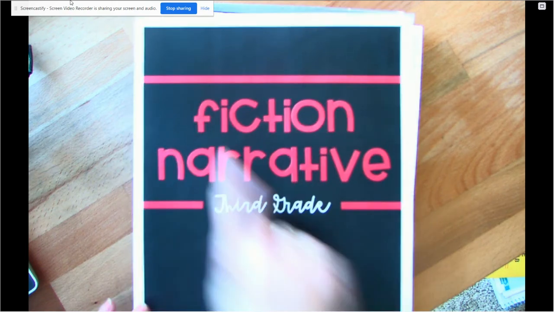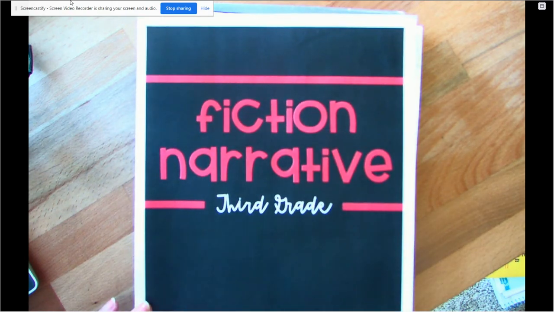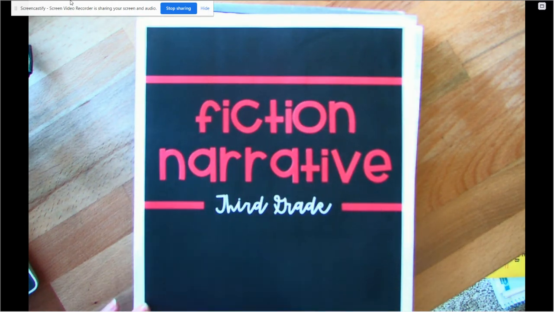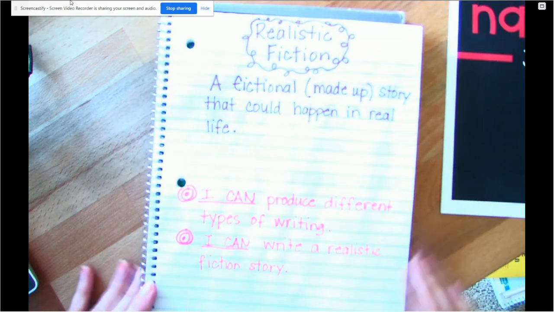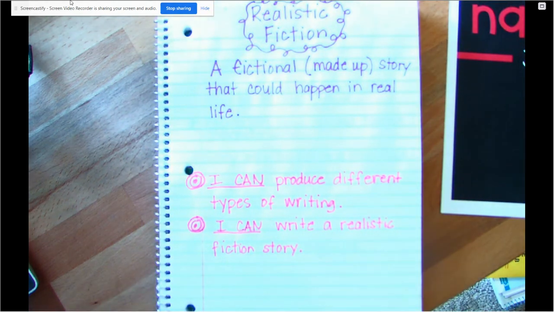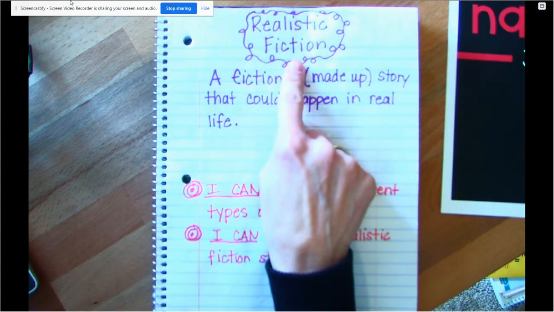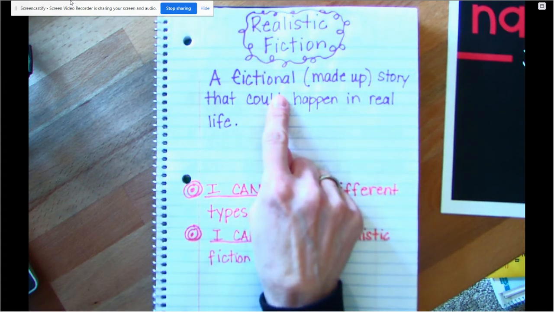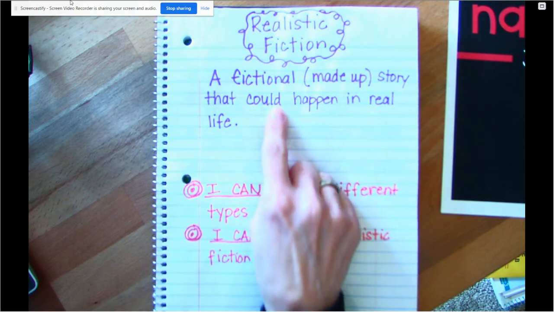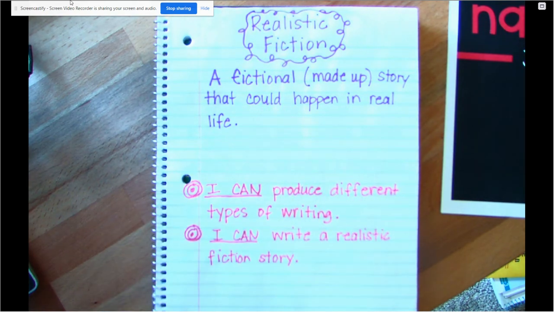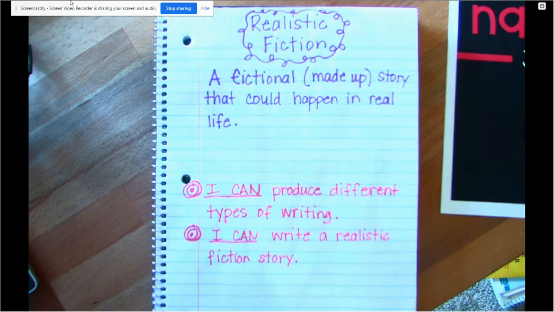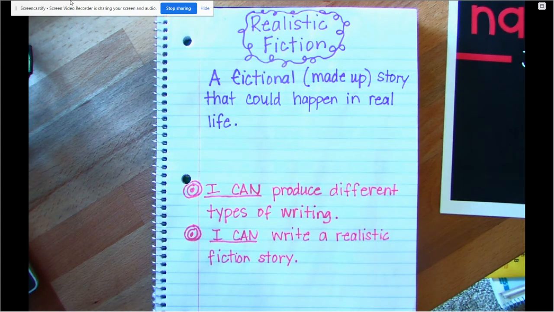All right, so fiction, you know, is pretend or made up, and a narrative is just a story. But for third grade, our goal is to write realistic fiction. So what does that mean? And you're going to copy this down into your writer's notebook. I've got the title Realistic Fiction, and what that is: a fictional or made up story that could happen in real life. So I want you to be paying attention today as I read this story. What kinds of things do you notice that are realistic in this story?